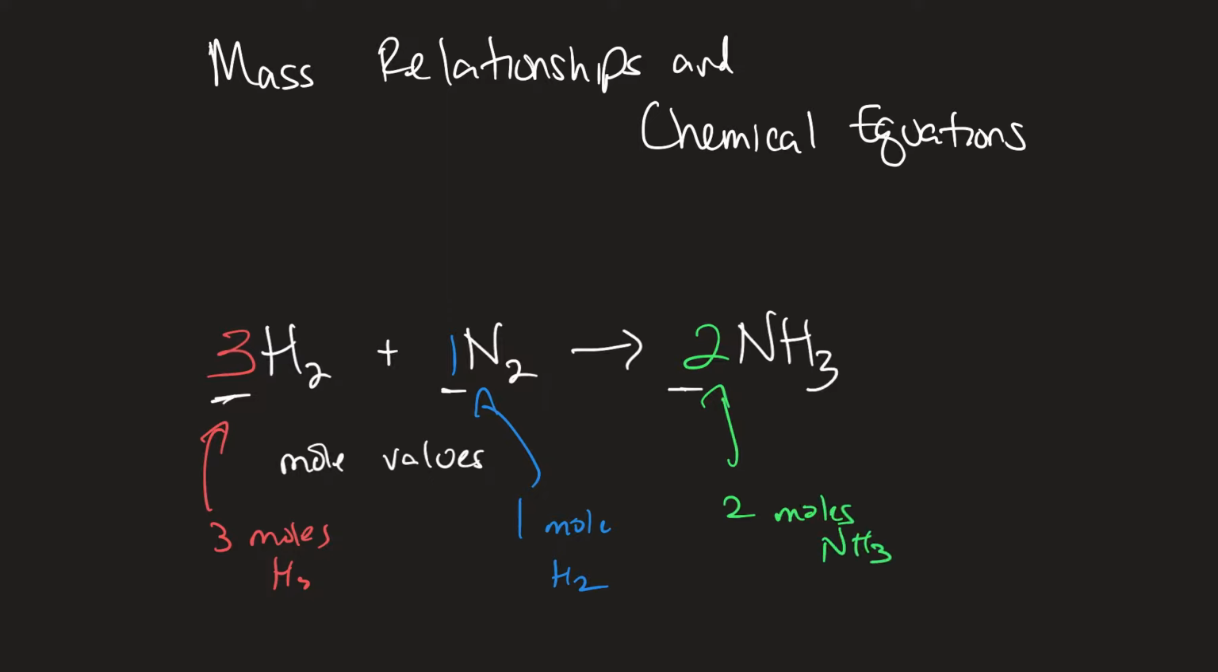Now, remember, a mole is really nothing but a number. It's a counting unit. So we could say it just takes 3 moles of H2 to react with 1 mole of N2 to make 2 moles of NH3, or ammonia. This is appropriate. It tells you how many of each you need in order to make your products.